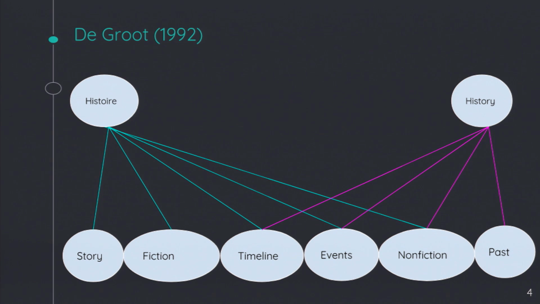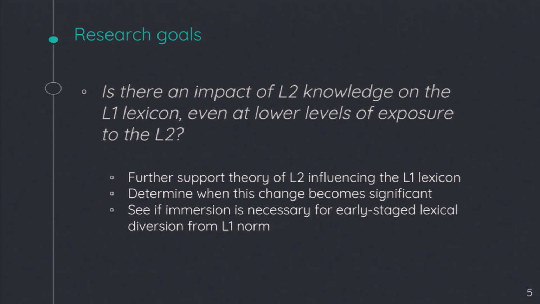I want to look at when the word history can be used in these two settings where history in English couldn't be. I want to know if there's an impact of L2 knowledge on your L1 lexicon, even at lower levels of exposure to the L2. I'm looking to further support the theory of L2 influencing the L1, determine when this change becomes significant, and see if immersion is necessary for early stage lexical diversion from the L1 norm.